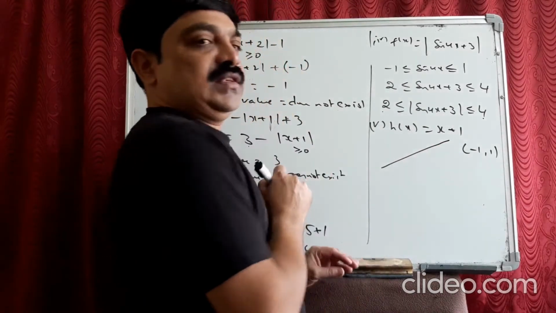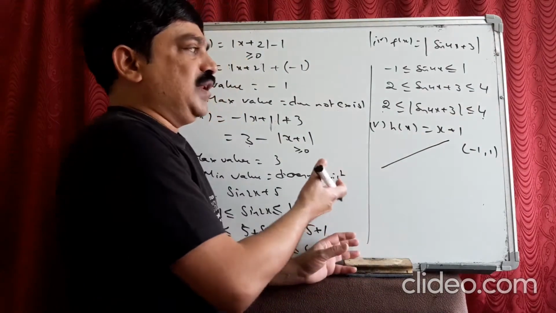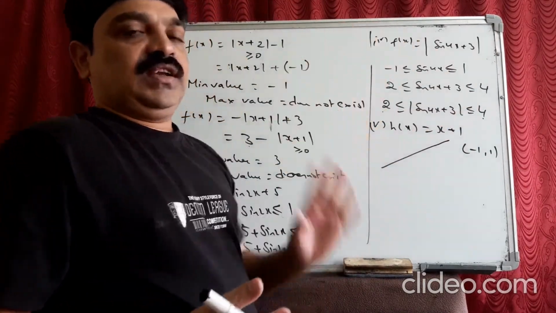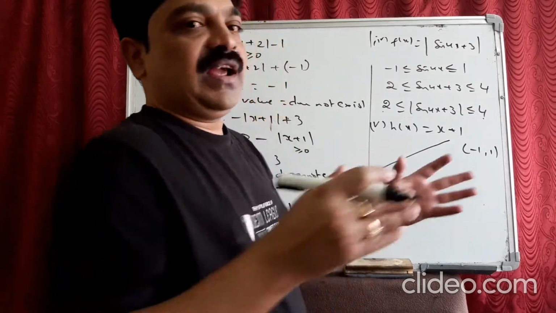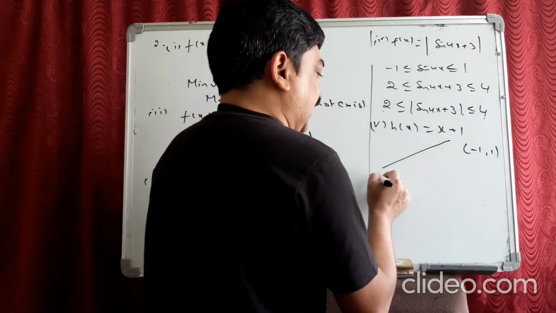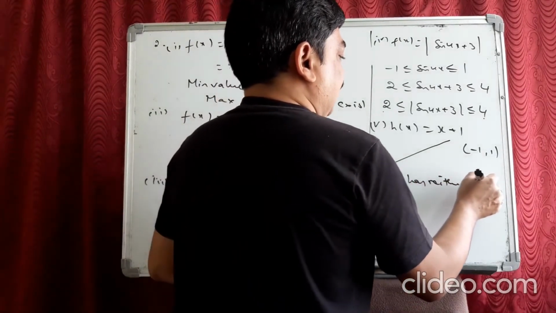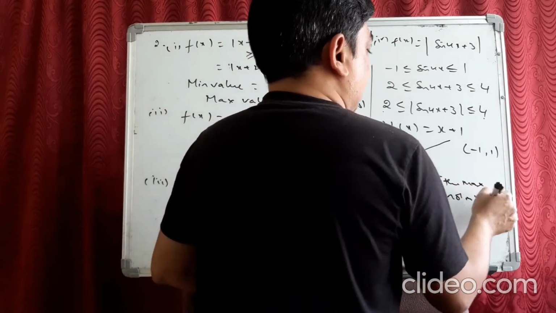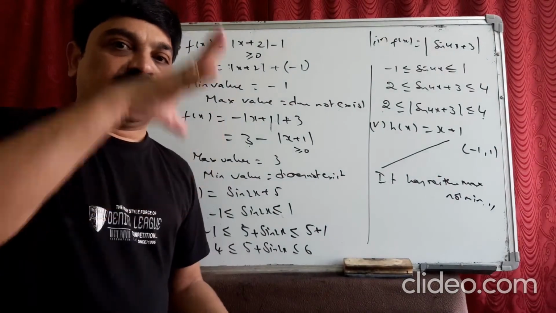It looks like this. So when you find something like this, can you find out any minimum value and maximum value for this function? No. Because a linear function will never have any ends. A straight line will never have any ends. Therefore, it has neither maximum nor minimum.